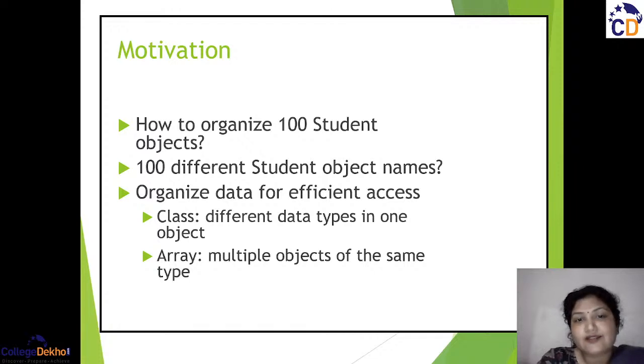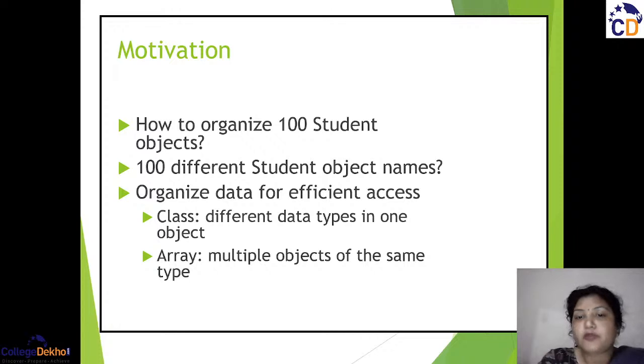Now, what is a class? Different data types in one object. You may have a student name, student marks, and a student mobile number. Name is characters, mobile number you may take as a string, and marks you may take as a number or integers. Array: multiple objects of the same type.